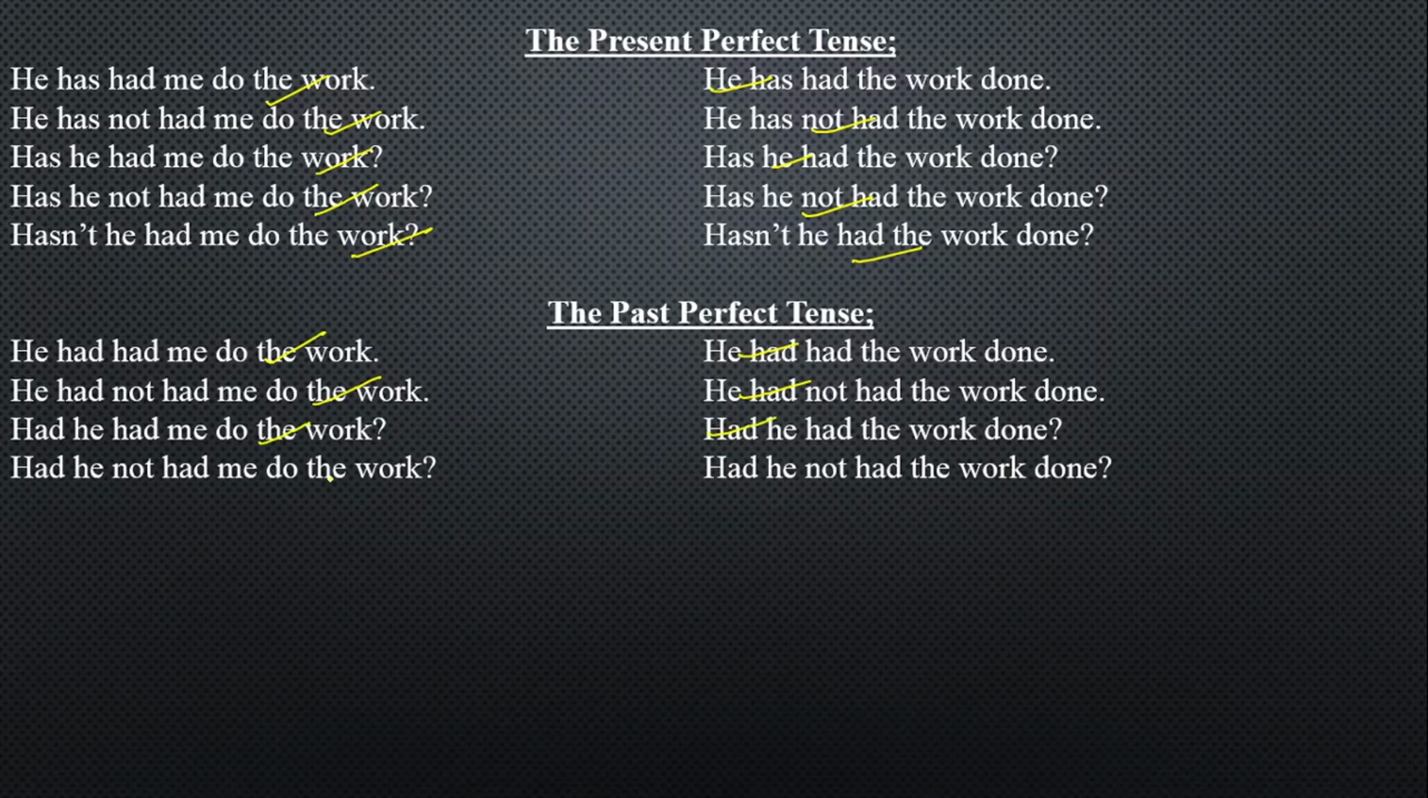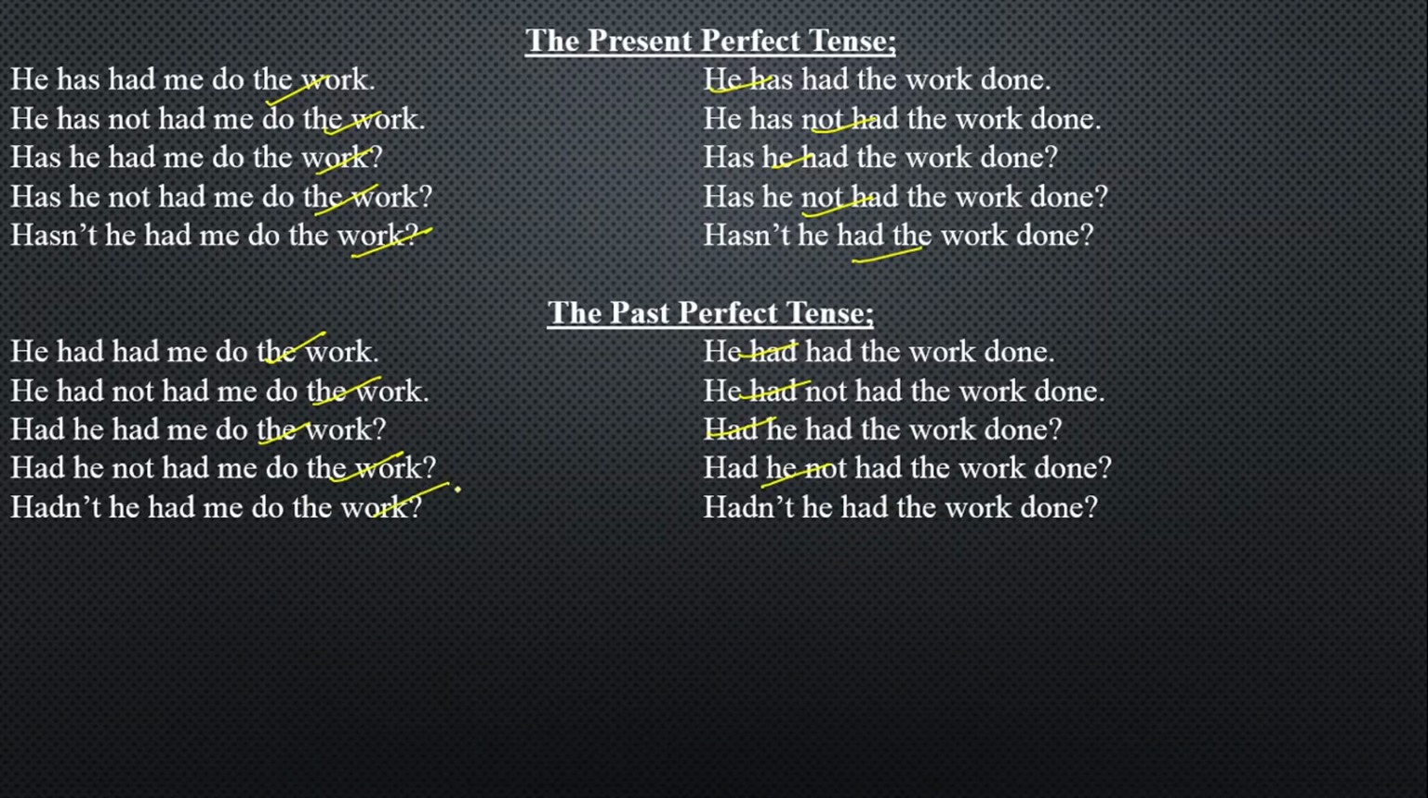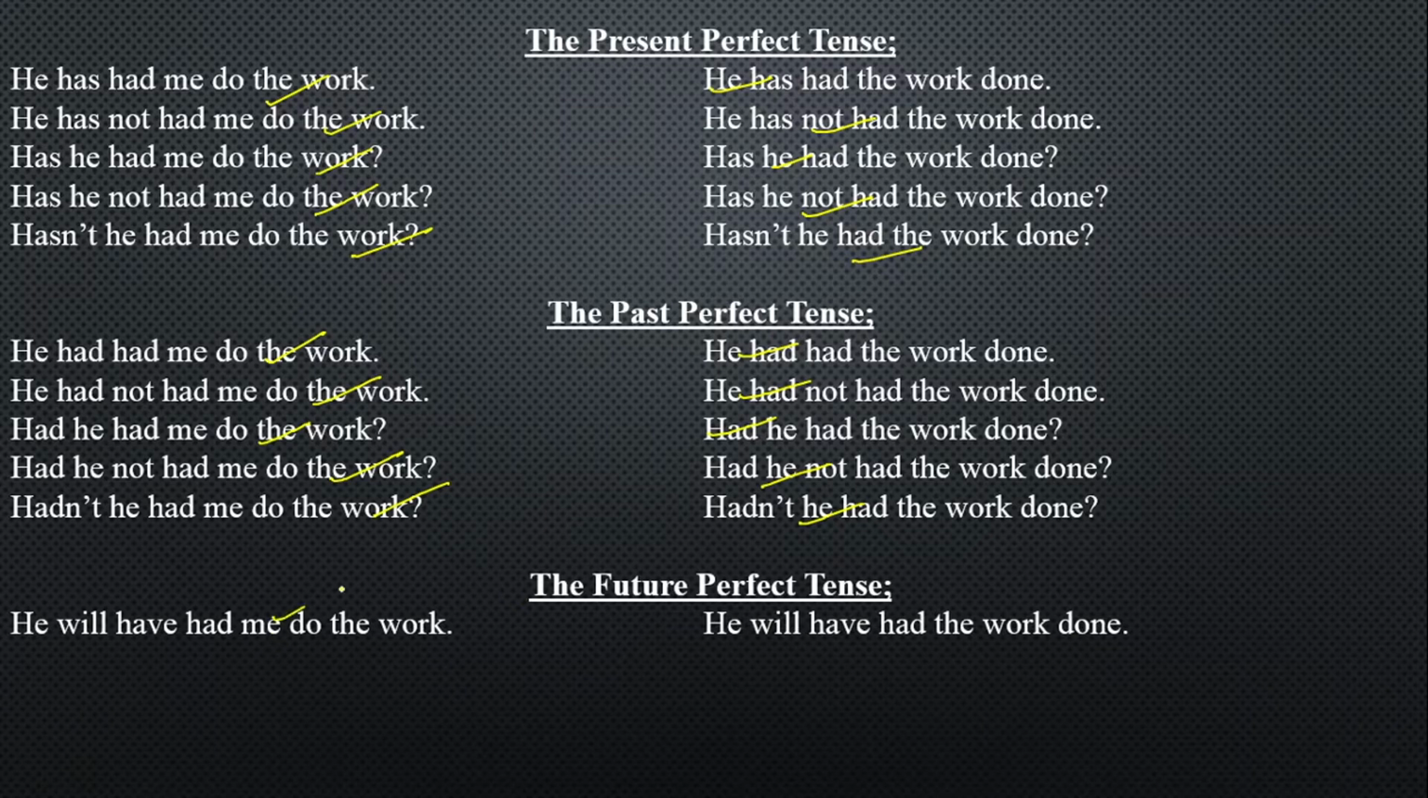Had he not had me do the work? Had he not had the work done? Hadn't he had me do the work? Hadn't he had the work done? The future continuous tense. He will have had me do the work. He will have had the work done.